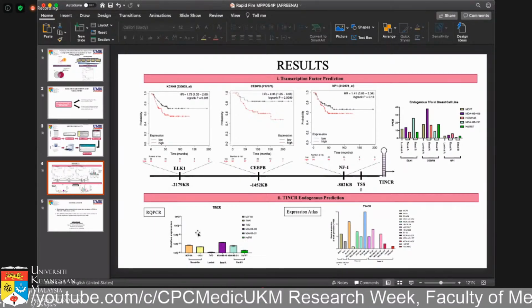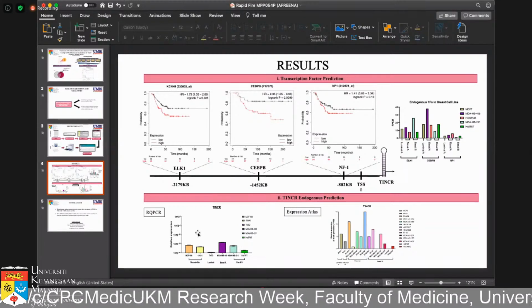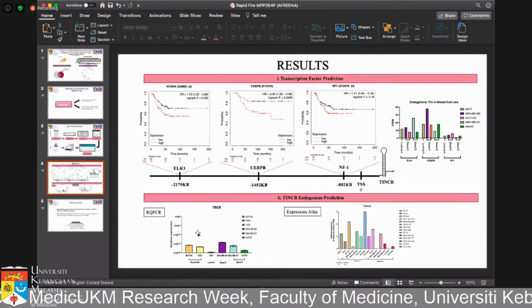You will proceed with the protein detection of all these expressed genes? Yes.